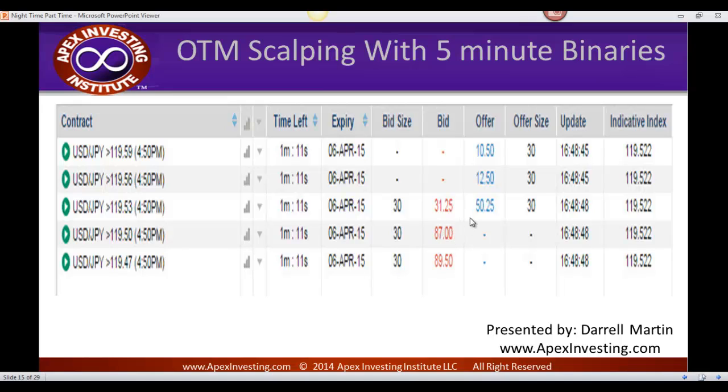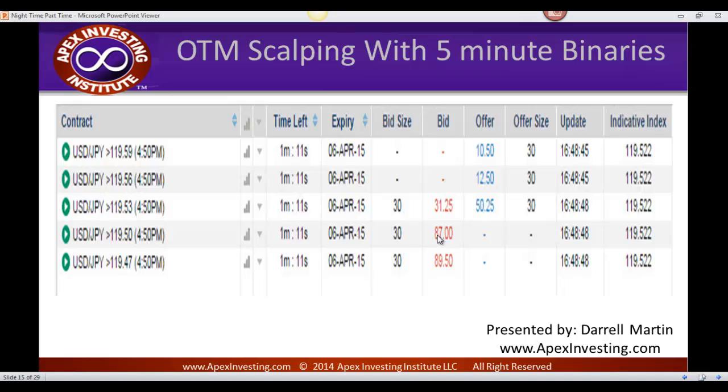So I bought it for 50. The market's going up, it's going in my favor. So since it's going in my favor, it's getting more valuable. It's getting closer to being worth $100. So I could just sell it for 87 and scalp it. That's what I mean by scalping. I'm getting in, letting it go up 20 or 30 bucks, and I'm getting out.